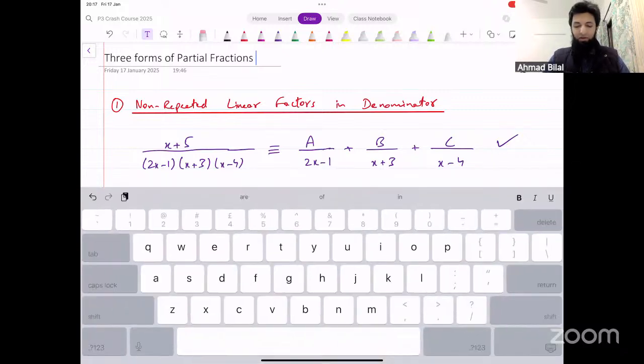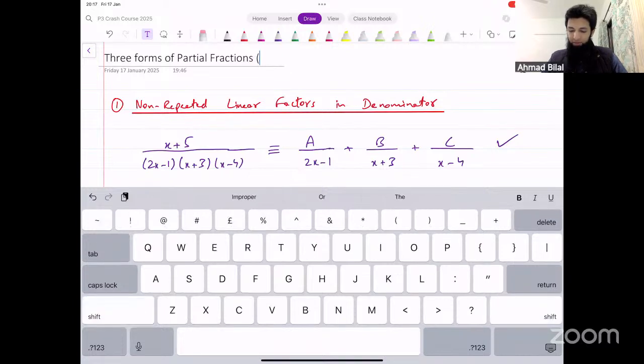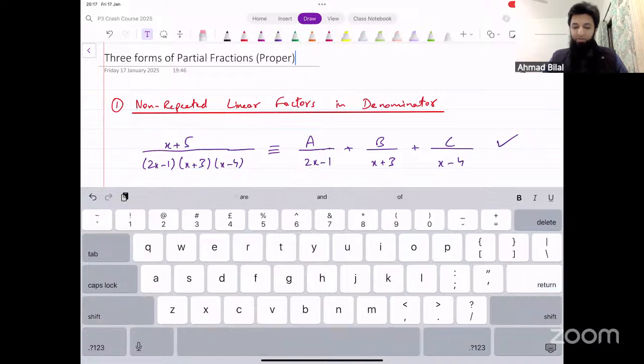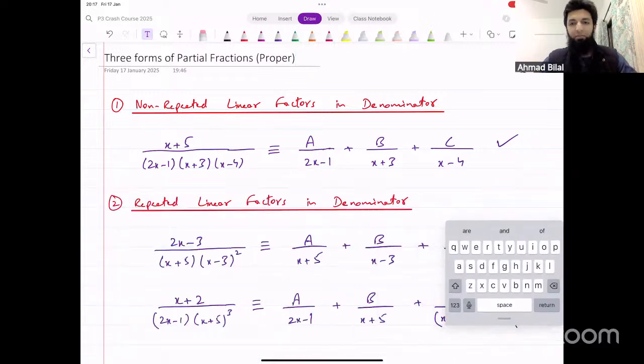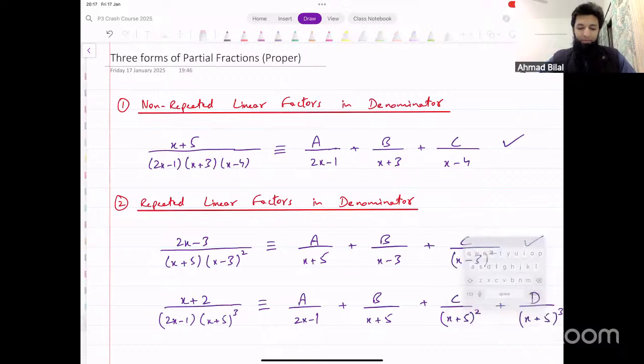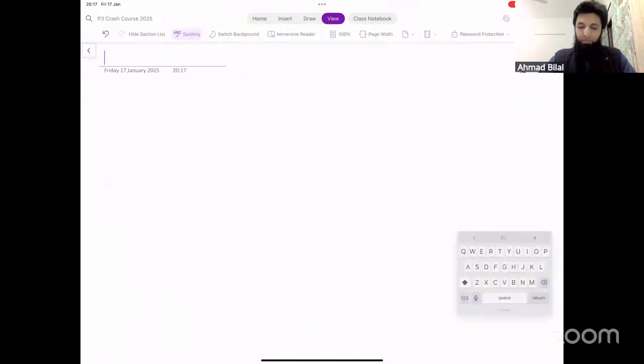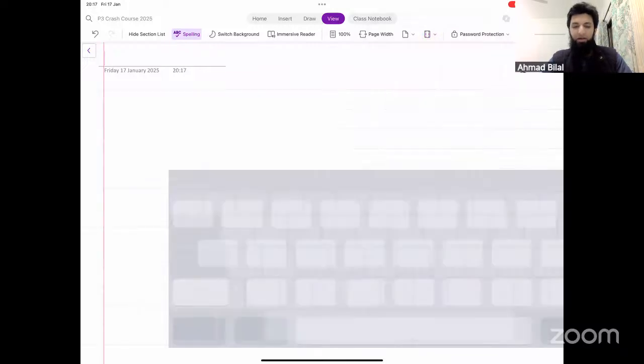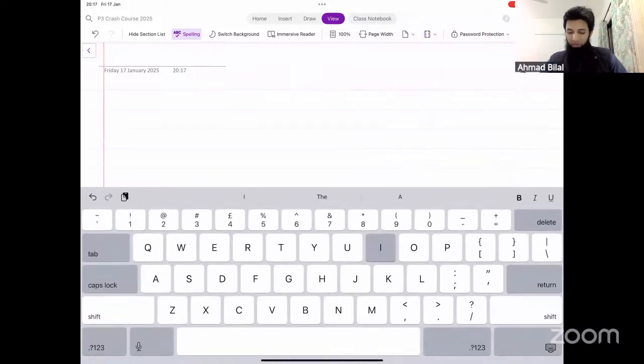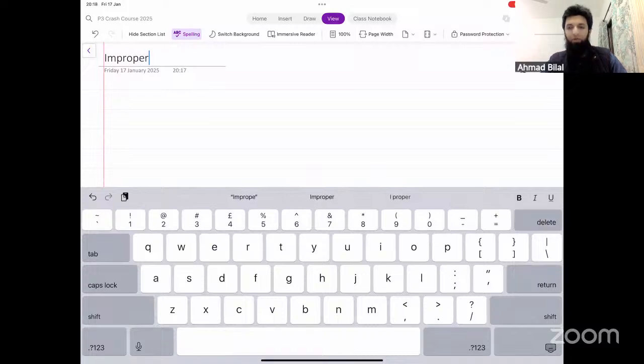All of the problems that we have done until now, all of the questions that we've done until now, all of them were actually something that we call proper fractions. All of them were proper fractions. We can have improper fractions sometimes as well. Okay. Now, what are improper fractions and what are proper fractions? You already know that for numbers already, right?